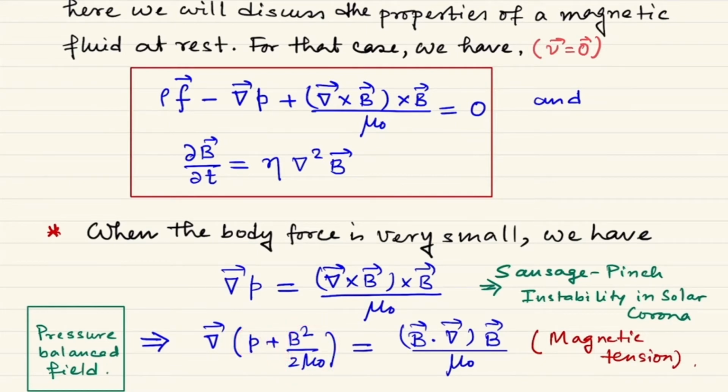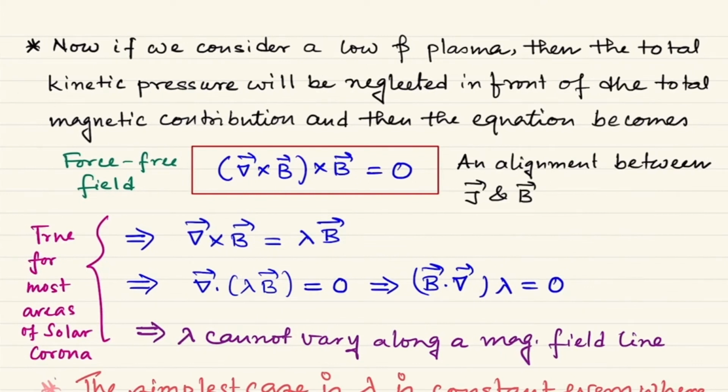So finally you have gradient of B square by 2 mu 0 equal to B dot gradient B by mu 0, which is equivalent to writing curl of B cross B equal to 0. That simply means that curl of B and B are parallel, which is nothing but an alignment between j and B. If you are familiar with Beltrami alignment, you can easily understand this is also a type of alignment.